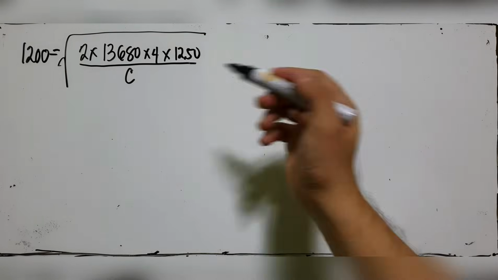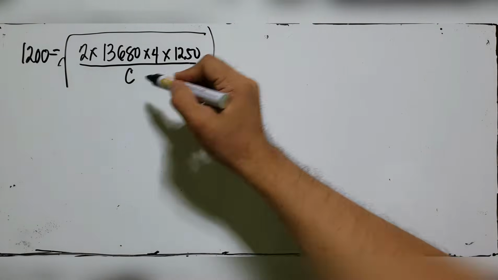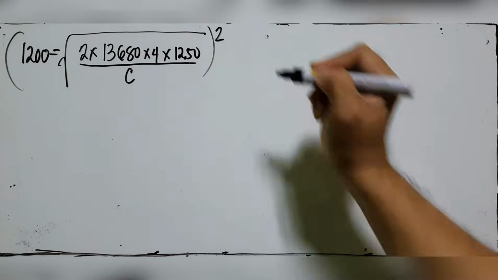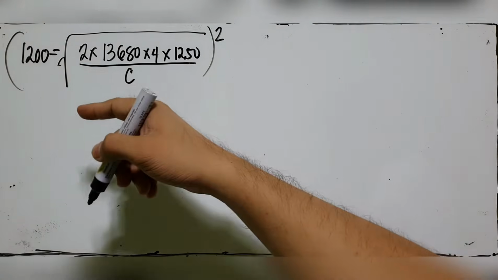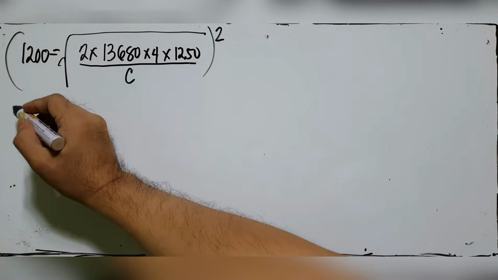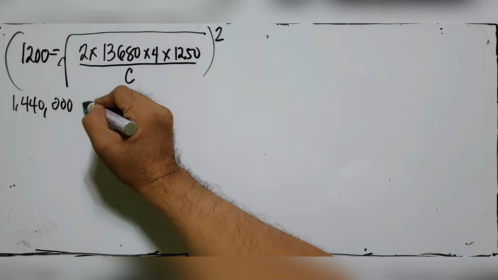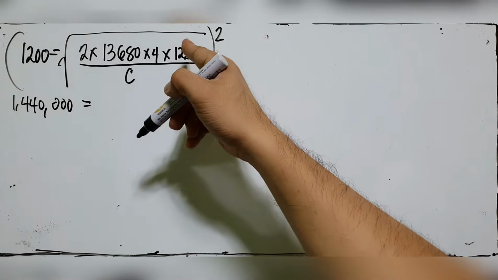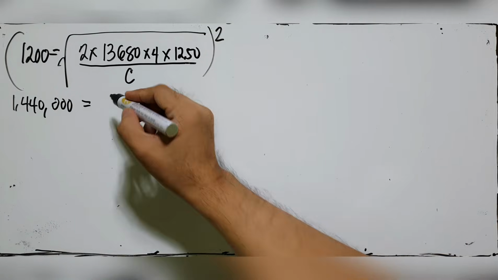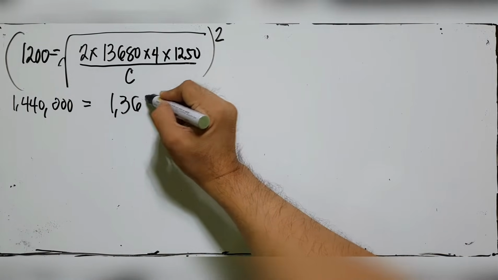So in that way, how do we solve for that? Ang gawin natin, square natin both sides. Okay? So square natin both sides. Ito will give us 1,440,000. And that would be equal to, pakasimplify yun nasa taas, that is equal to 1,368,000.